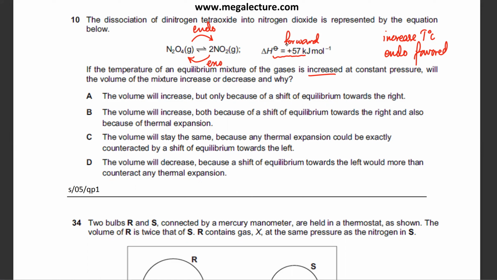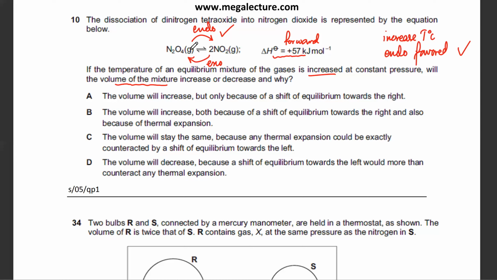अच्छा एनीवेज, तो कौन सा रिएक्शन फेवर होगा, मतलब endo is going to be favored, तो इसका मतलब है कि फॉरवर्ड जो है वो फेवर होगा. NO2 की क्वांटिटी ज्यादा हो जाएगी and the amount of N2O4 would be lesser. तो वो कह रहा है कि will the volume of the mixture increase or decrease and why? तो आप पहले तो बताओ कि ये तो क्लियर हो गया, endo is going to be favored. तो वॉल्यूम ज्यादा हो जाएगा, गैस का कम हो जाएगा, कि if endo is favored. क्योंकि the question is about the volume of the mixture.